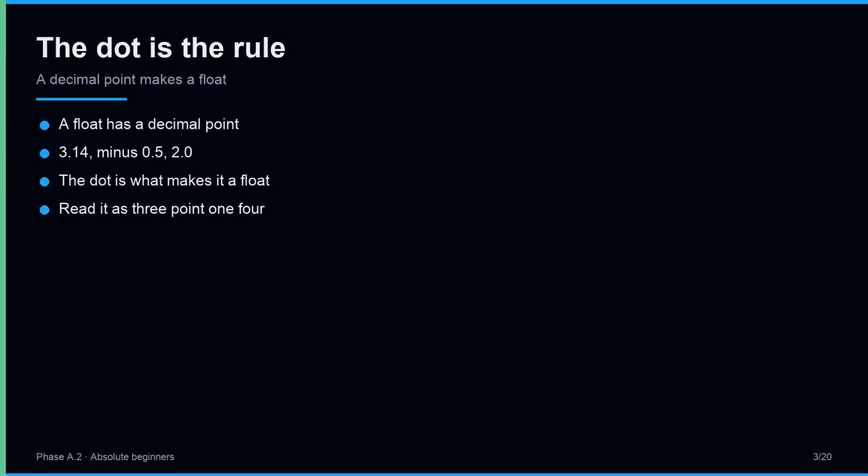Here is the whole idea in one sentence. A float is a number with a decimal point. That dot is the signature of a float. 3.14 is a float. -0.5 is a float. Even 2.0, which is mathematically whole, is a float in Python, simply because it carries that dot. The dot is what tells Python, treat this as a number that can have a fractional part, even when the fraction happens to be 0.